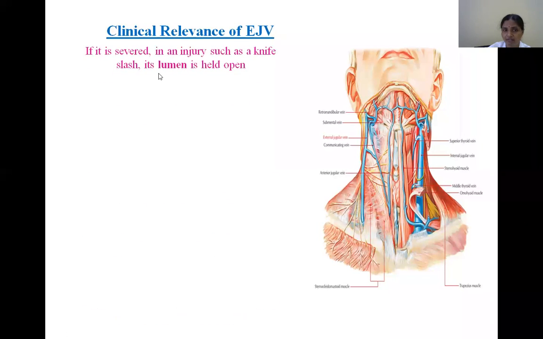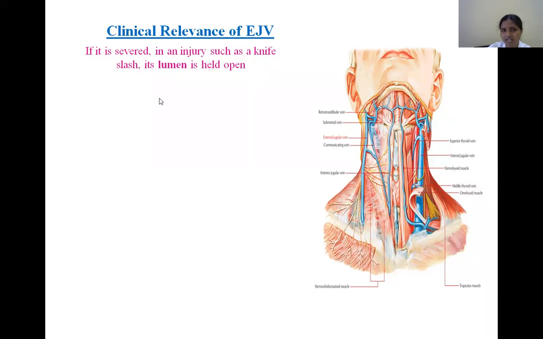If it is severed in an injury with a knife, what happens? Its lumen is held open, particularly at this junction. Here, all of you identify where the external jugular vein pierces the deep fascia. Why? Because it drains into the deep vein, so it should pierce a fascia. What is that? The deep cervical fascia. Here, the investing layer of the deep cervical fascia, right?